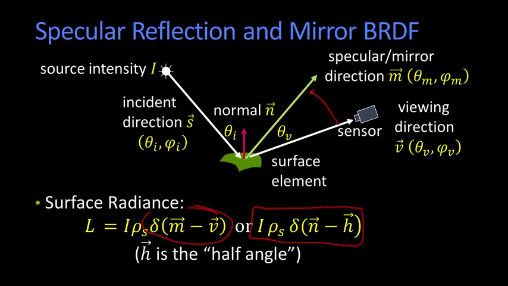Another way of saying that is if the vector that's exactly halfway between the sensor and the light is the same as the normal, then you get a mirror reflection. And that would be for a single perfect point. So that's the mirror BRDF.